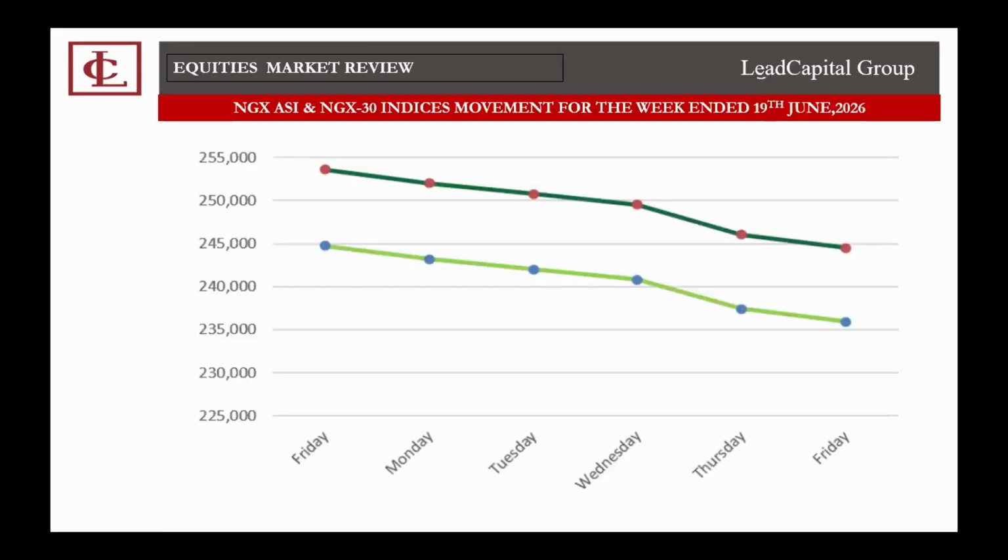So both the NGX ASI and NGX 30 index closed lower for the week ended 19 June, reflecting sustained profit taking and cautious investor sentiment. The market recorded declines throughout the trading week, with both indices maintaining a downward trajectory. Selling pressures intensified towards the later part of the week, resulting in sharper declines on Thursday and Friday. The NGX 30 index underperformed slightly, indicating profit taking in large cap stocks.